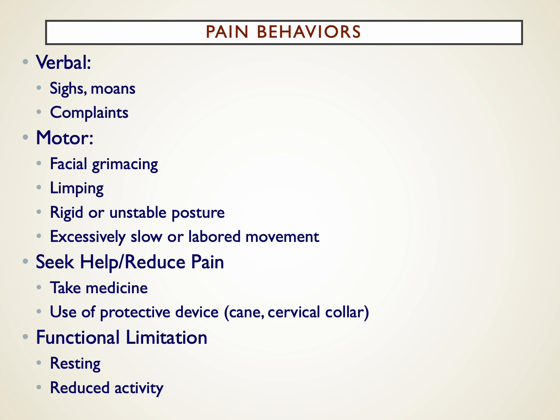As we alluded to pain behaviors already, here's a table that looks at things again. Verbally you'll see patients make sighs, moans, complaints. Motor-wise, you'll often see facial grimacing, limping, rigid or unsustained postural changes. Maybe folks will be excessively slow or labored when they move. When patients want to seek help and reduce pain, they may take medications, they may use protective devices, cervical collars, canes, something like that. You also want to look at their functional limitations if they have them, both at rest and during activity. Sometimes as a clinician, particularly in acute care, you may be involving the physical therapist or the nurse in assessing, tell me behaviorally what kinds of things are going on for this patient that help us manage their pain or limit their ability to, for example, participate in physical therapy.